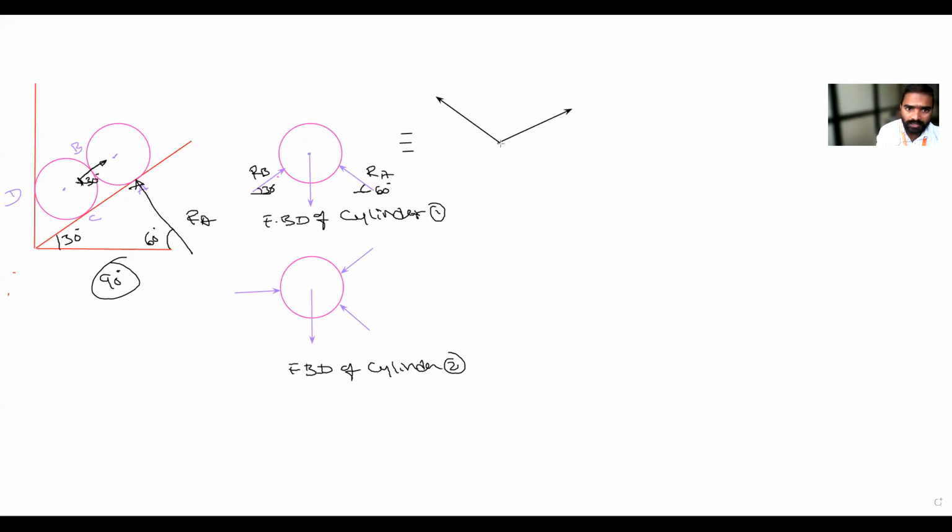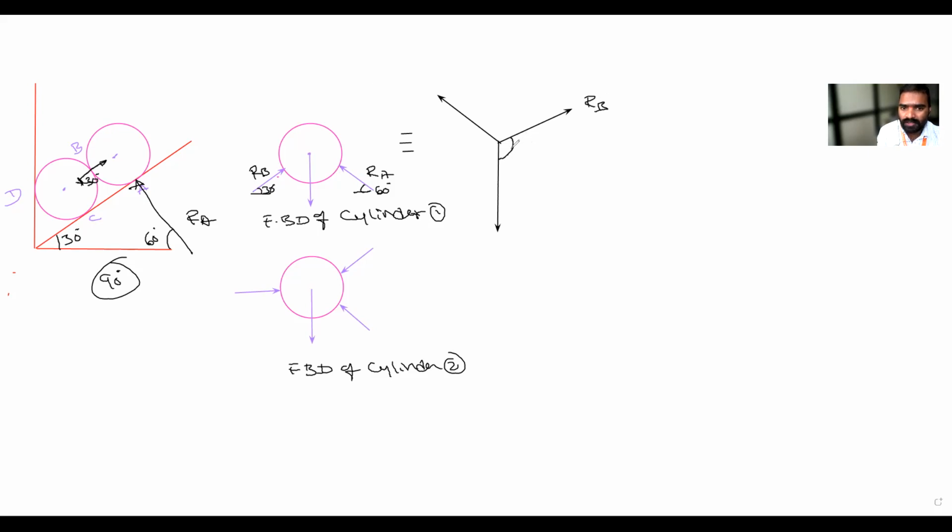So RA is going towards the left side, and weight is acting in the downward direction. Now this is RB. RB is making an angle of 30 degrees with respect to horizontal, na? With respect to vertical. Okay.